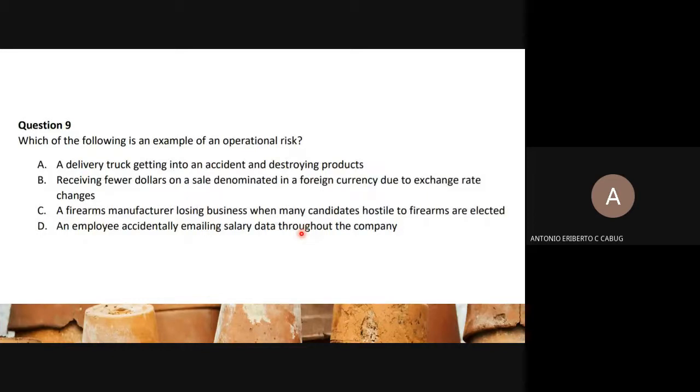Another 1 minute for this one. Follow the hierarchy. Kapag silent, anong definition yung susundin ninyo? We'll give you 1 minute. Go.